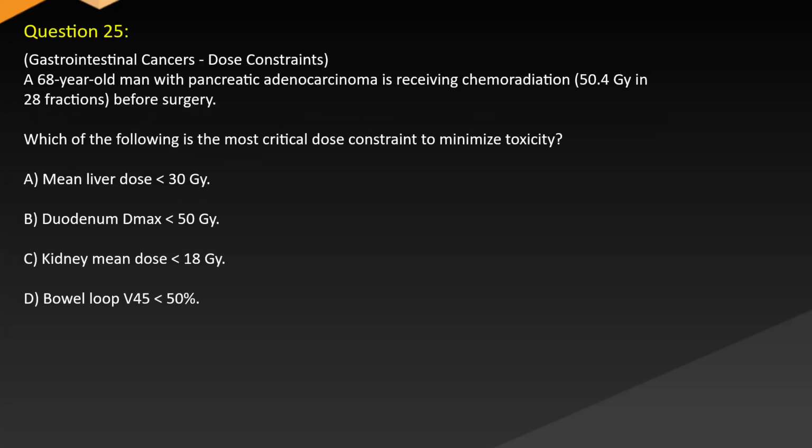Question 25. Gastrointestinal cancers, dose constraints. A 68-year-old man with pancreatic adenocarcinoma is receiving chemoradiation, 50.4 Gy in 28 fractions, before surgery. Which of the following is the most critical dose constraint to minimize toxicity? A. Mean liver dose 30 Gy. B. Duodenum Dmax 50 Gy. C. Kidney mean dose 18 Gy. D. Bowel loop V50%.